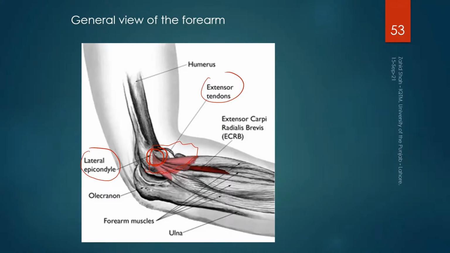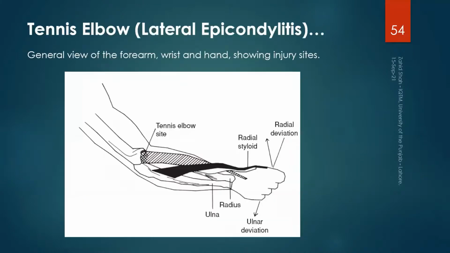And one of the muscles that has one of these tendons is extensor carpi radialis brevis. Extensor shows that this is a muscle that helps in generating extension, radialis means it is attached to the radius, and brevis means it is a short muscle. So this is where the tennis elbow develops, this point. You could see the related structures as well, radius, ulna, and so on.